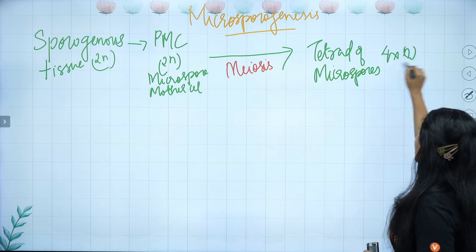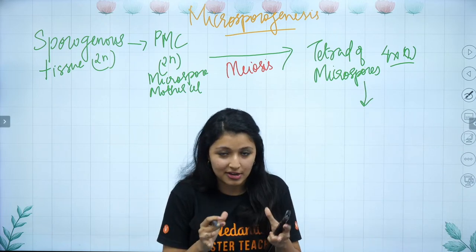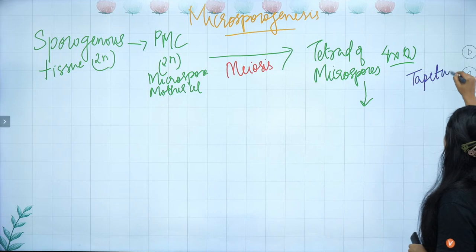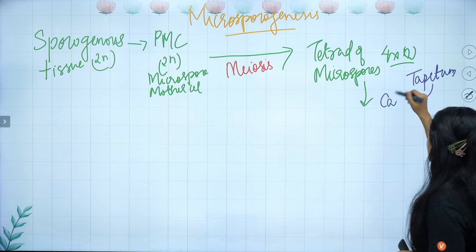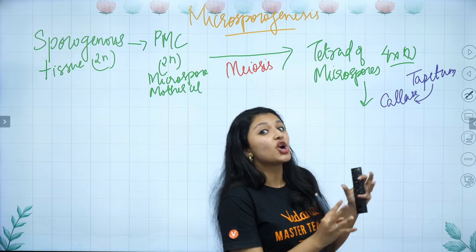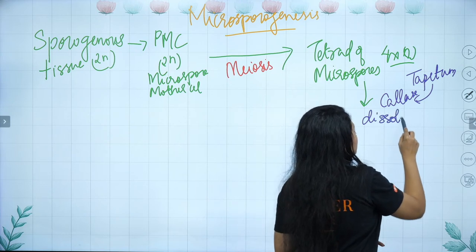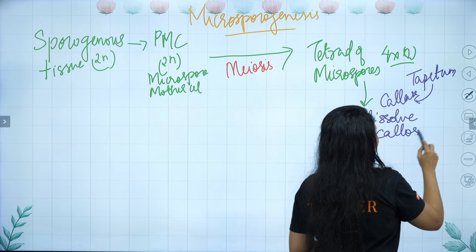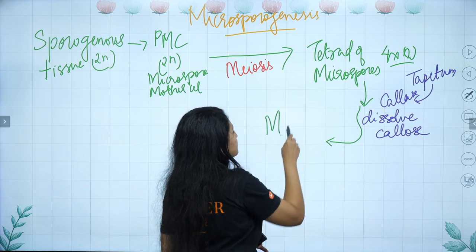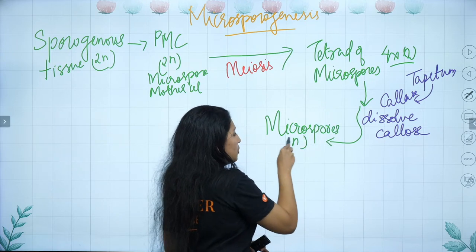Four, each haploid. Now this will have the callose, like I said, sticking them to each other. Slowly the tapetum will release callase enzyme. I told you callase enzyme will dissolve the callose and separate the structure into four separate microspores, which are haploid each.